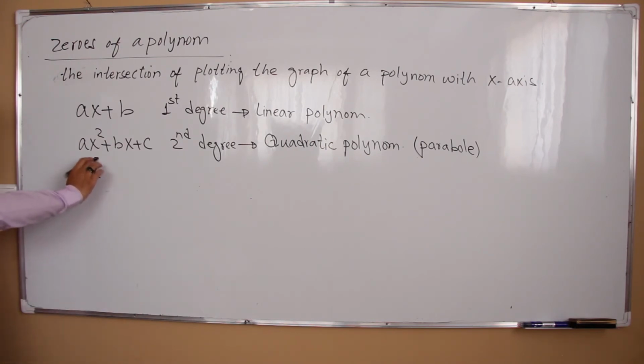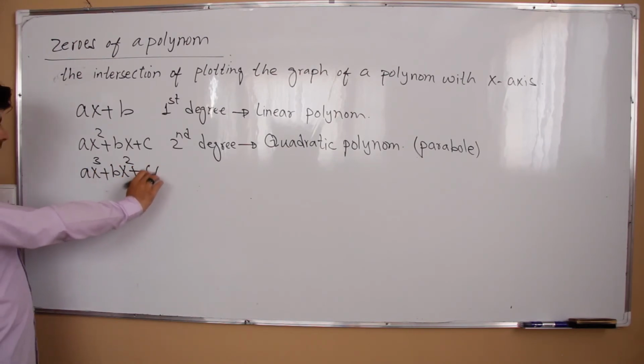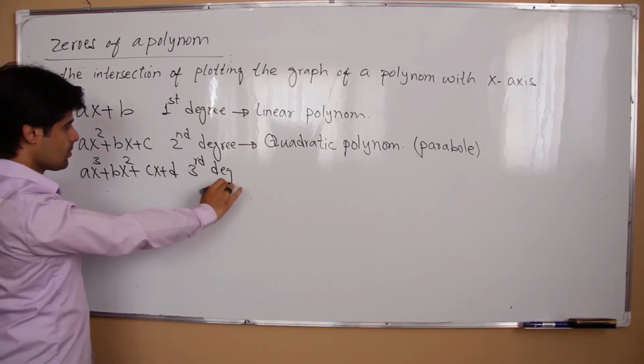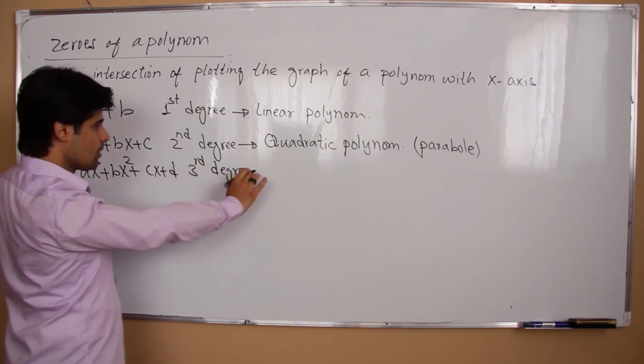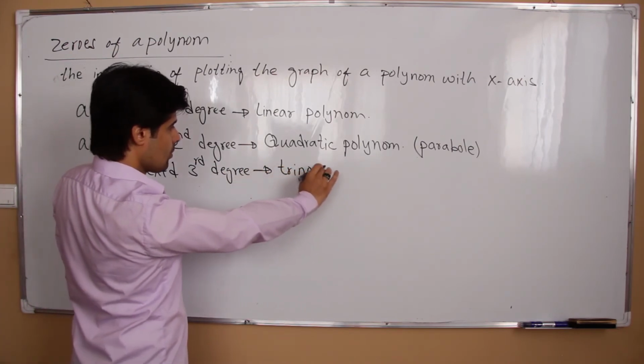Also, if I say ax to the power 3 plus bx squared plus cx plus d, it is third degree. It's called a trinomial polynomial.